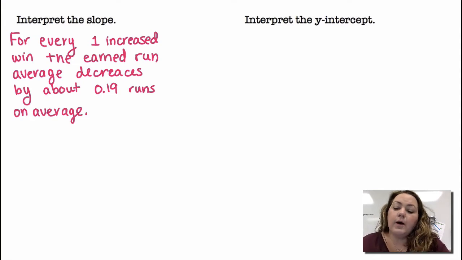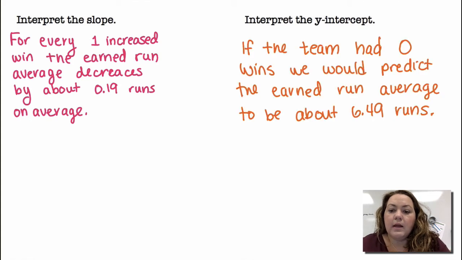All right, interpret the y-intercept. Well, the y-intercept would be when x is 0. So that would mean my number of wins is 0. And that was 6.49. So if the team had 0 wins, we would predict the earned run average to be about 6.49 runs.